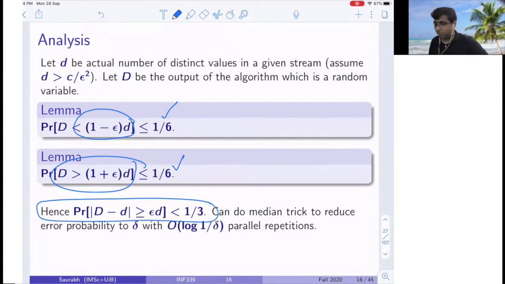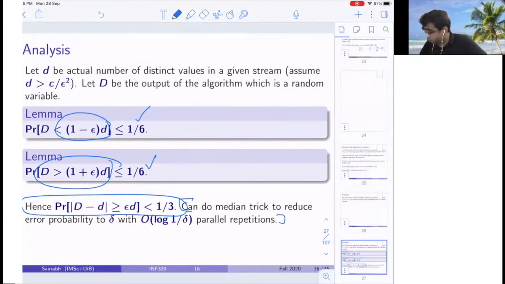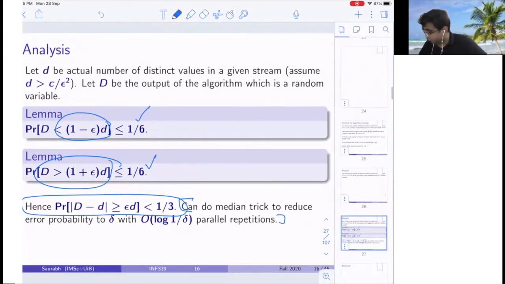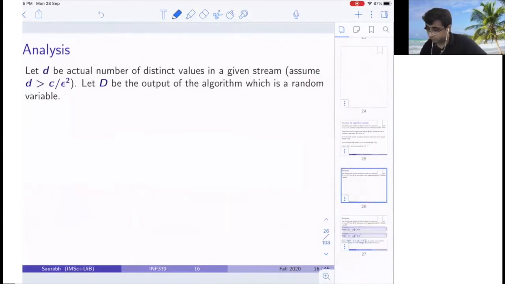So what are we able to achieve? We are able to achieve an epsilon approximation with constant probability. And once we are able to do that, we can use the median trick to reduce the error probability to delta with order log 1 by delta parallel repetitions. I will just tell you about the median trick, but it is exactly the same. But now let's see what is actually happening.